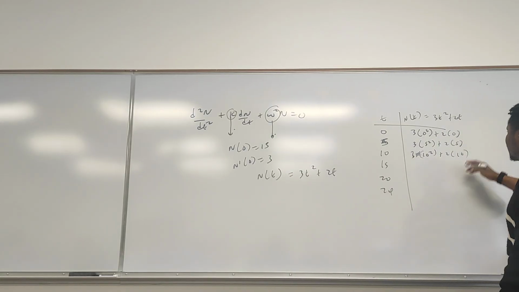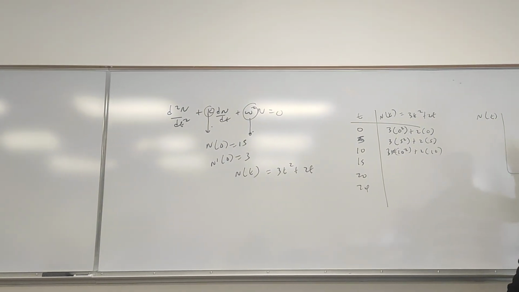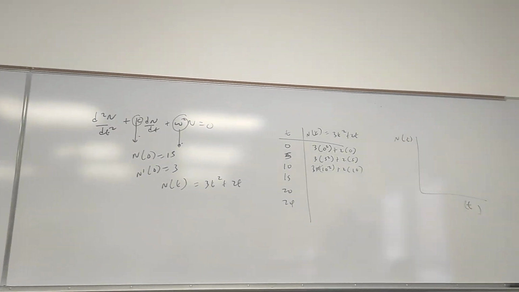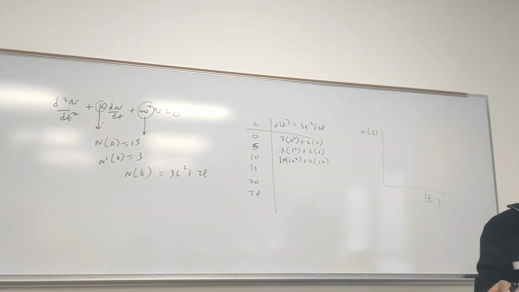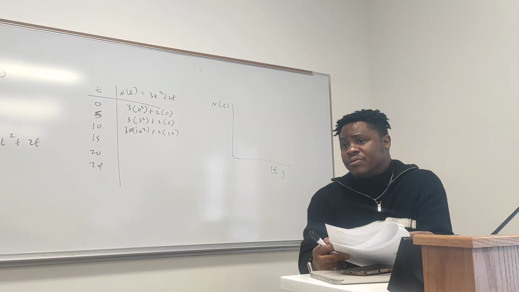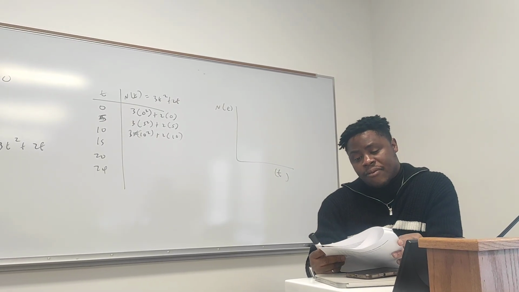Then you just plot N(t) versus t like this. You plot it. That's question B. That's what you should do. If you get a question like that, that's how you do it. Question 2 is the same thing, except that you're just looking for the general solution. Question 1 and question 2 are the same.